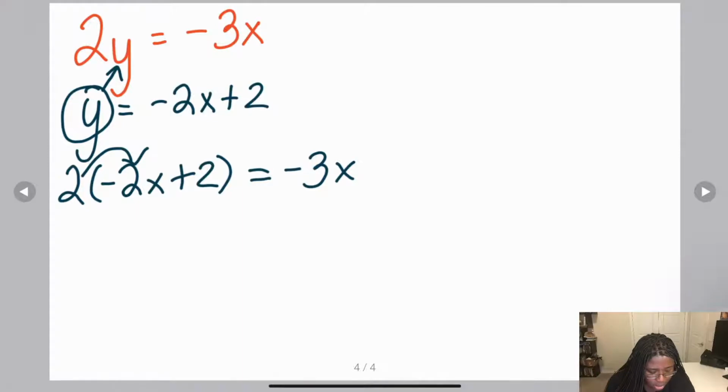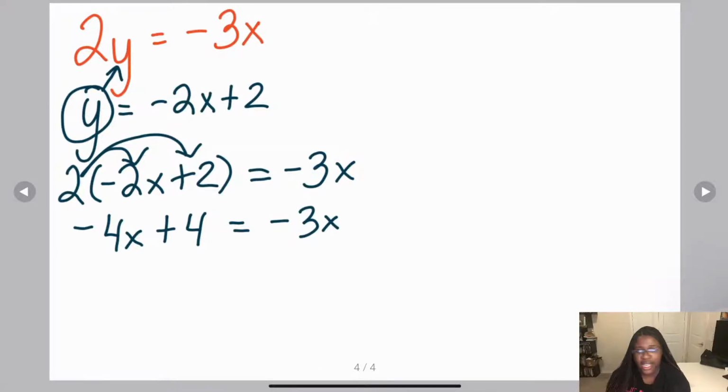2 times negative 2, we're going to FOIL, and 2 times positive 2. So 2 times negative 2x should give us negative 4x, and 2 times positive 2 should just give us positive 4. We're going to set that equal to negative 3x. Nothing occurred over here, so I'm going to keep bringing it down.